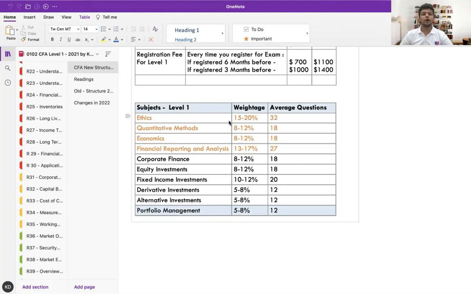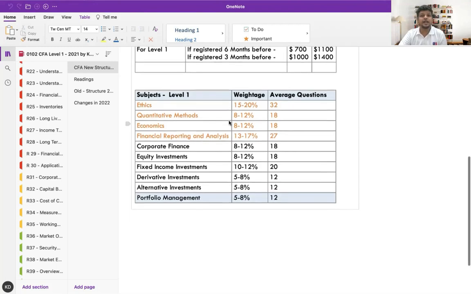Okay, so now we are going to start with the topic or the subject which has the lowest effort when it comes to comparison with the marks. Well, that is alternative investments. And in level one, alternative investment is only restricted to the introduction. So there's just an introduction of alternative investments.